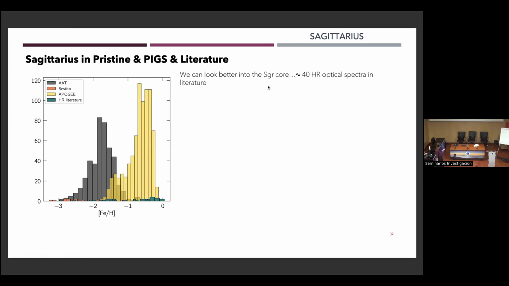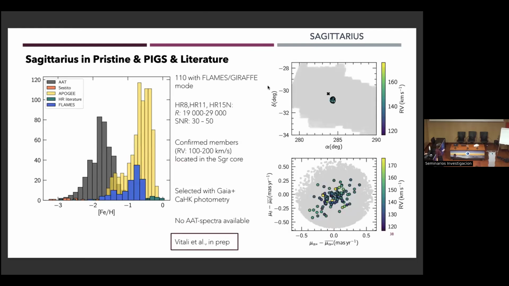So to those, we add 100 spectra that we observed with FLAMES. And FLAMES, of course, is a multi-object spectrograph, and the field that we were able to observe with FLAMES is very much in the central part of the core of Sagittarius, because the cross here is the nuclear stellar cluster M54.